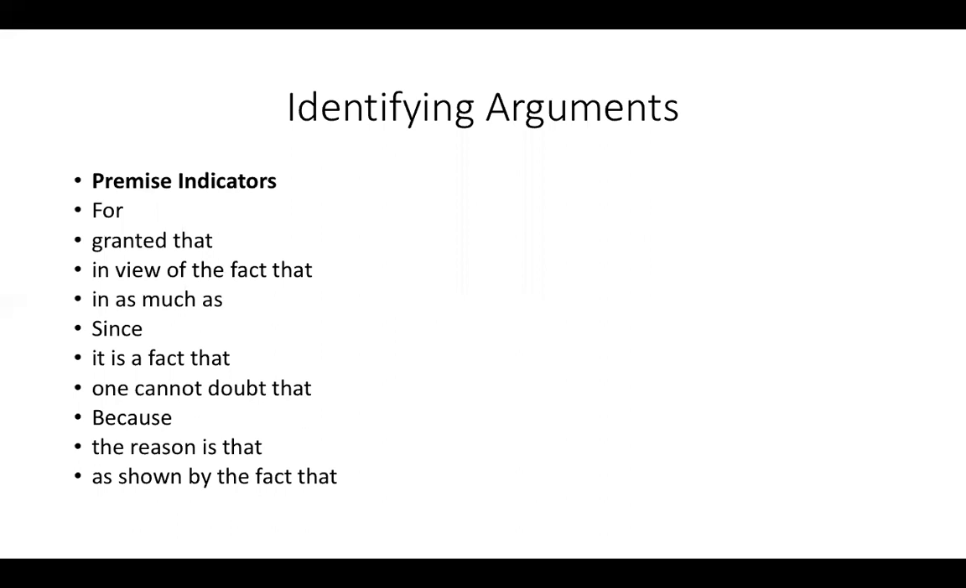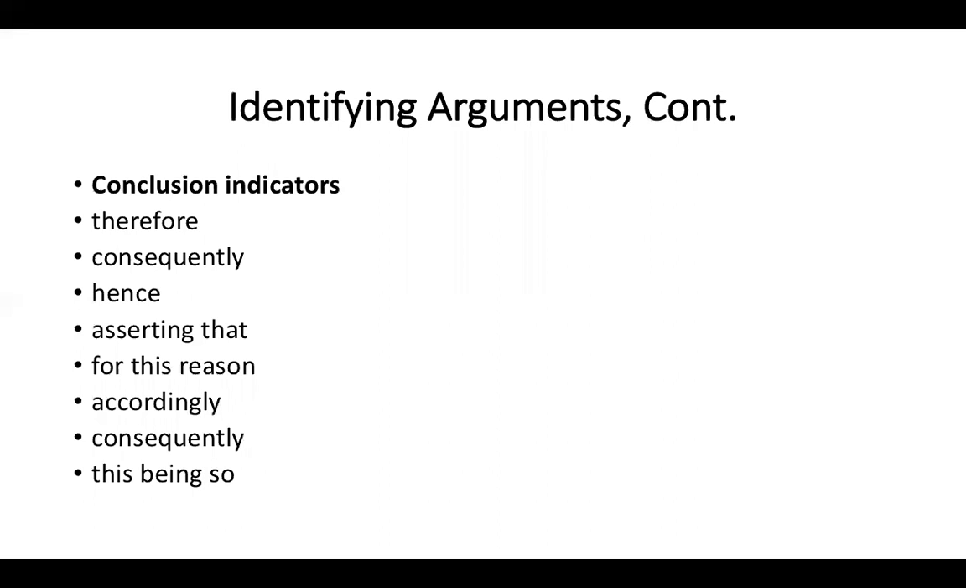Then you have sentences that can begin with the phrase "as shown by the fact that." So that obviously points to a factual statement. And factual statements, in most cases, serve as premises because they are providing information about facts. So these are examples of premise indicators. They are not all the premise indicators, just a few of them. So you can identify many other premise indicators that are out there.